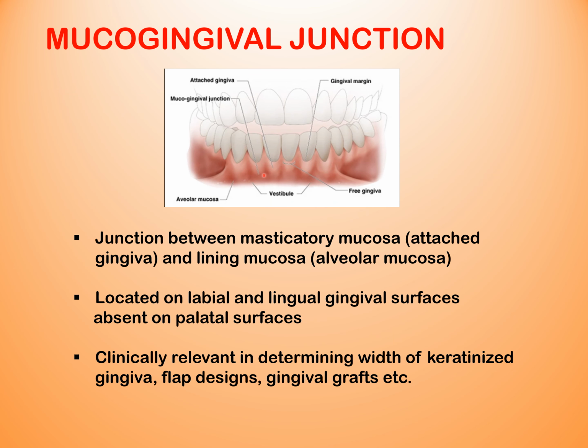Now let's talk about the mucogingival junction. It is a junction between the masticatory mucosa represented by the attached gingiva and the lining mucosa represented by the alveolar mucosa. It is located on the labial and the lingual gingival surfaces but absent on the palatal surface. Clinical relevance is that it is used to determine the width of keratinized gingiva, flap designs, gingival grafts, etc.